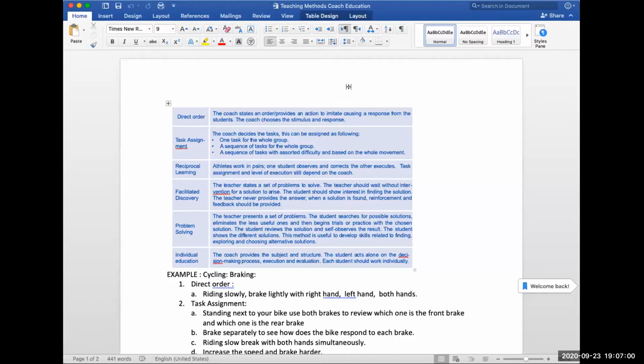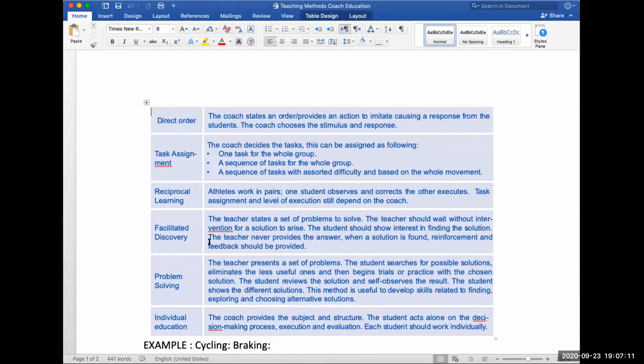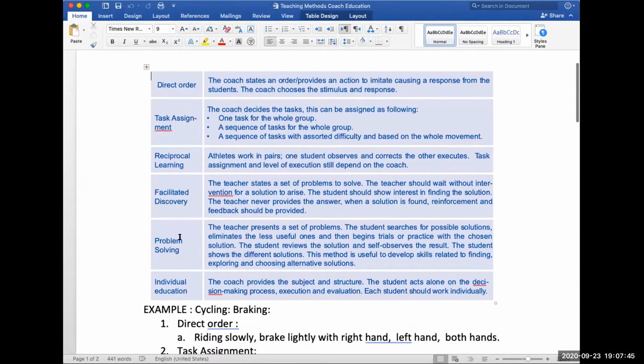What I wanted you to review is a little bit of this, which is kind of small, so I'm just going to put it bigger. And this is really easy. These are the different ways of teaching. Of course, there are 1,000 more, like with games and other options, but these are six really good ones. So we have the direct order, which all of you know. It's the easiest one. You're the coach and you dictate what people are going to do, and everybody does as you say, and that's the joy of being a coach. That's not true, but anyway. Then you have task assignment, reciprocal learning, facilitated discovery, problem solving, and individual education.